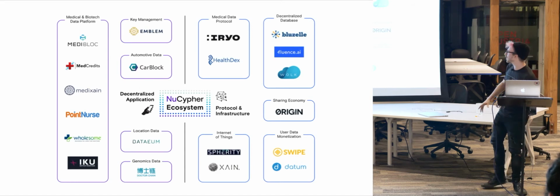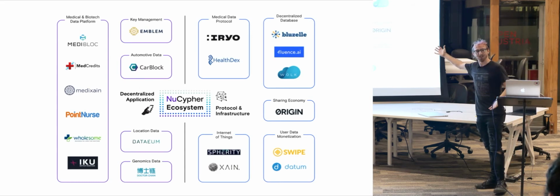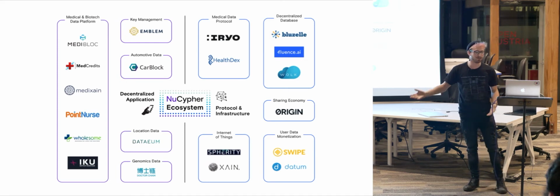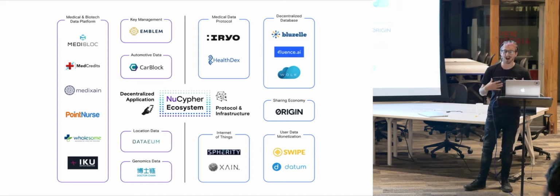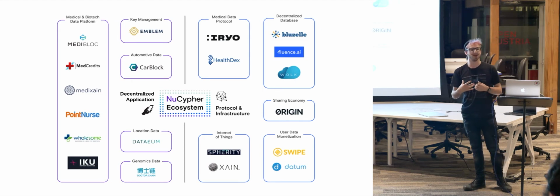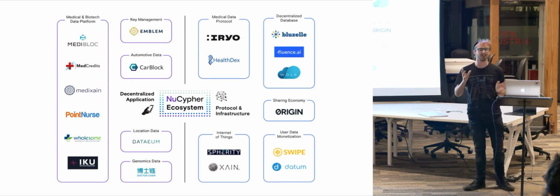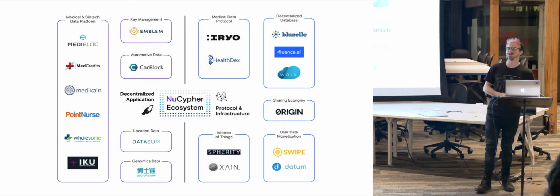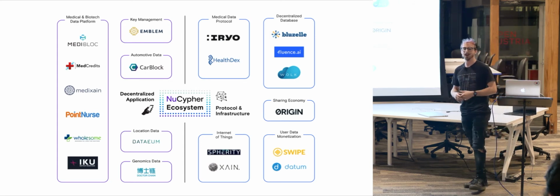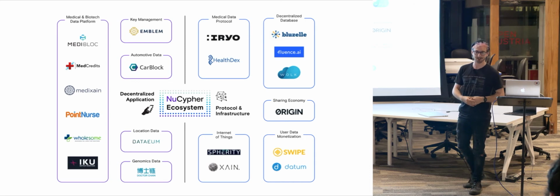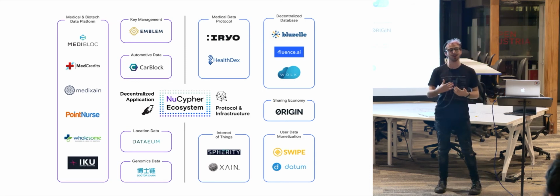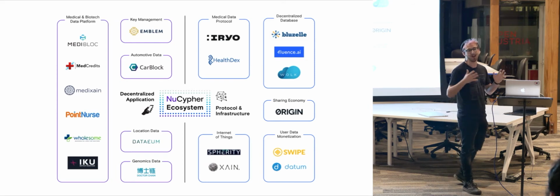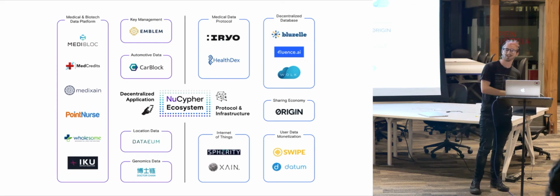Just to go over some quick use cases here. This is our current public list of users. BlueZell, Fluence, and Volk are all using us for access control, since they are decentralized databases, which we think is really, really cool. Medical data protocol is also really cool. In this case, if you're a patient of a certain doctor, you can grant that doctor access to your medical data and then revoke access later on. That way, you don't have to trust that the doctor is going to keep it.